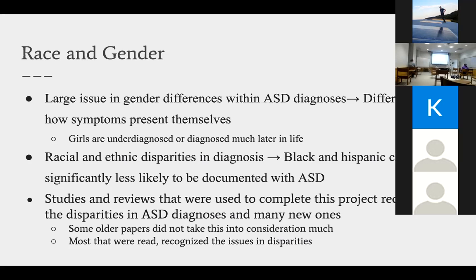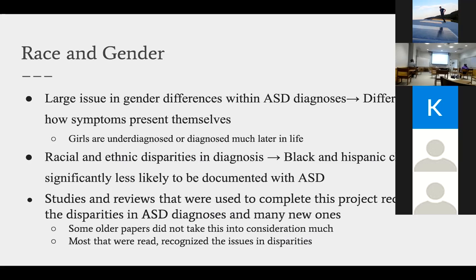There are also a lot of racial and ethnic disparities in the diagnosis. A lot of Black and Hispanic children are way less likely to be documented with autism. And so I took that into consideration while doing this project. A lot of studies and reviews about autism now are really recognizing that.